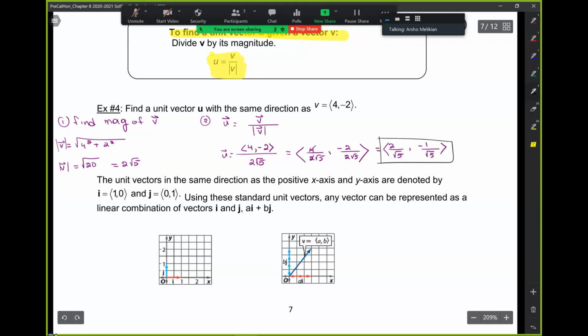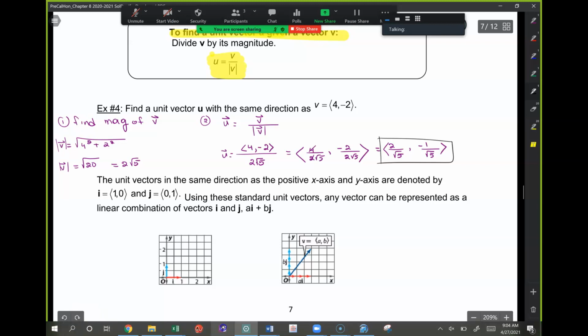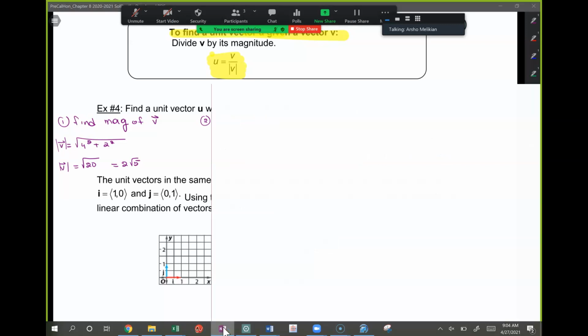Do you have to simplify fractions? Yes. When do you have to simplify fractions? All the time. I thought we didn't have to here. Oh, you have to simplify them. You don't have to rationalize them.